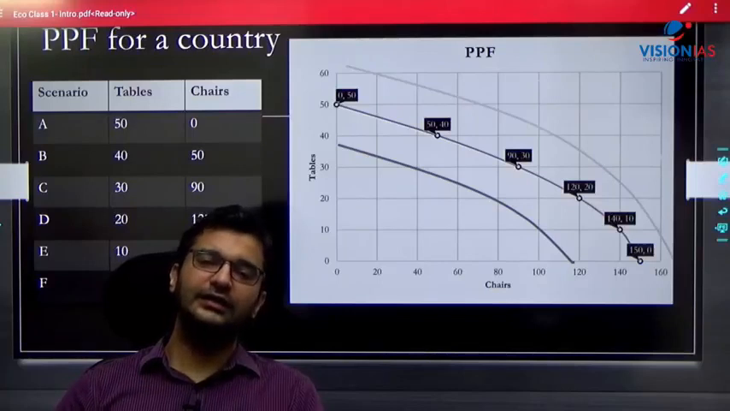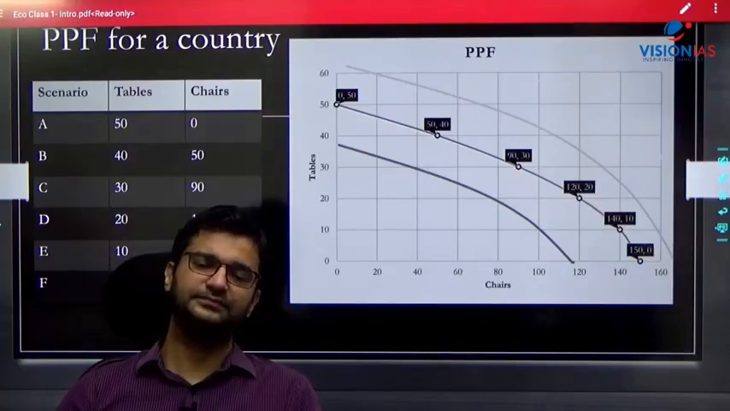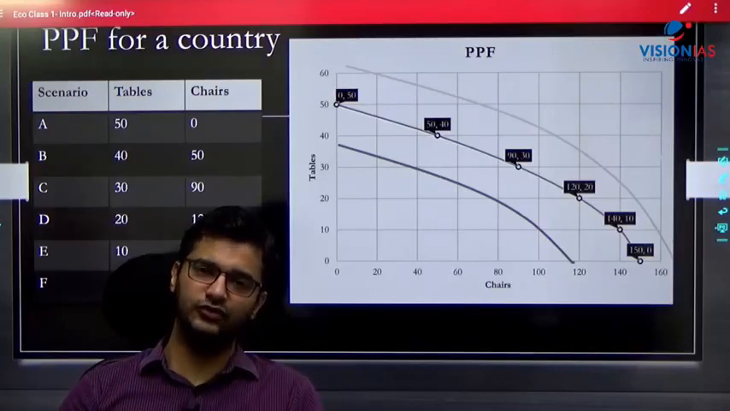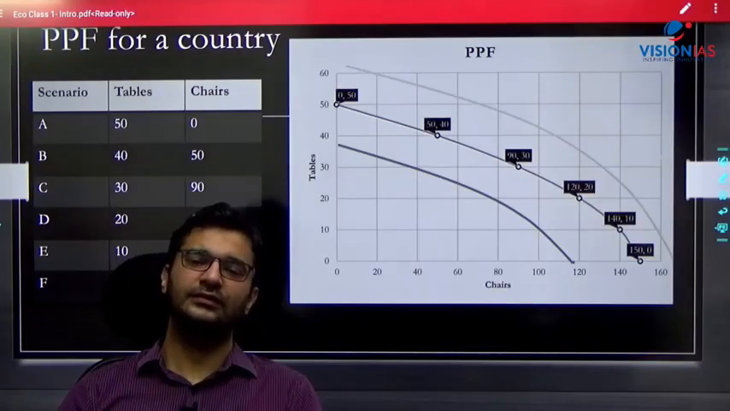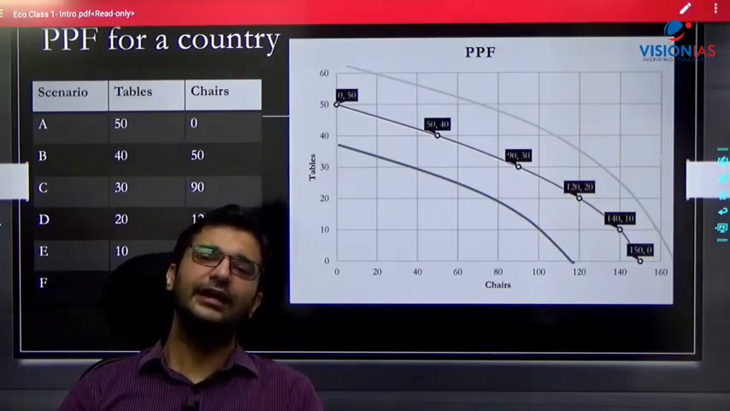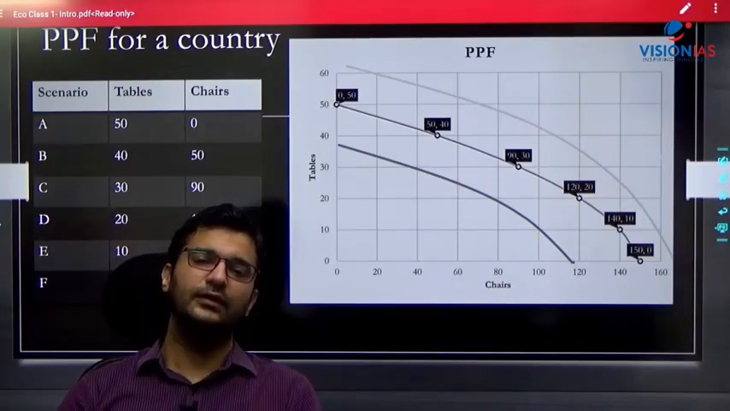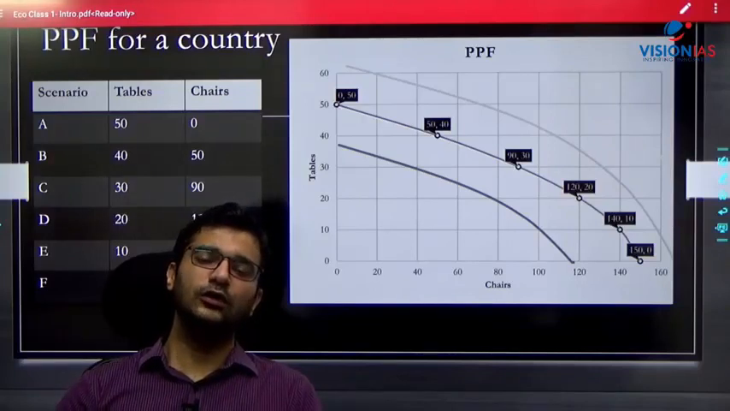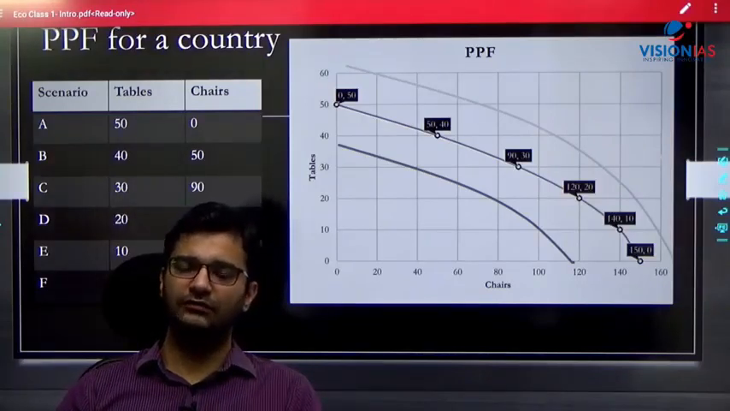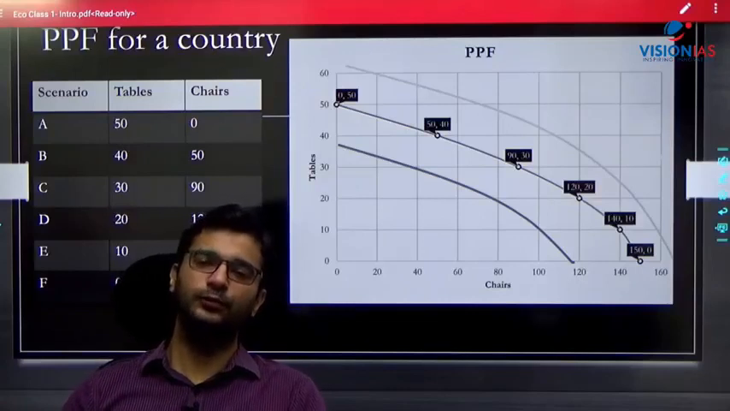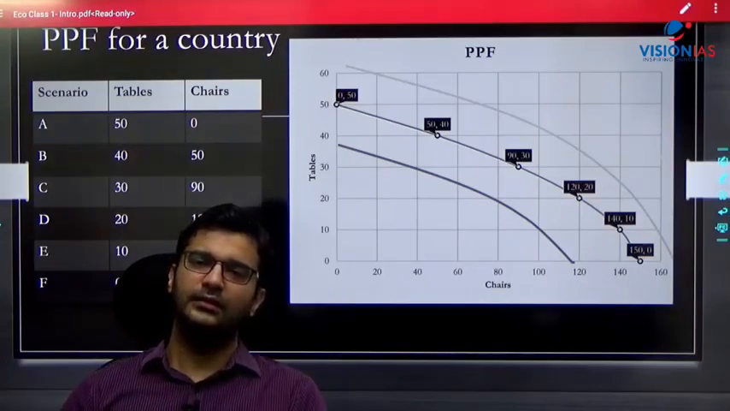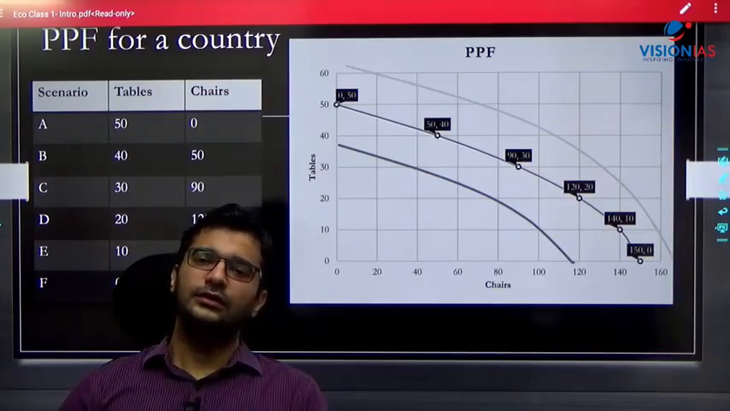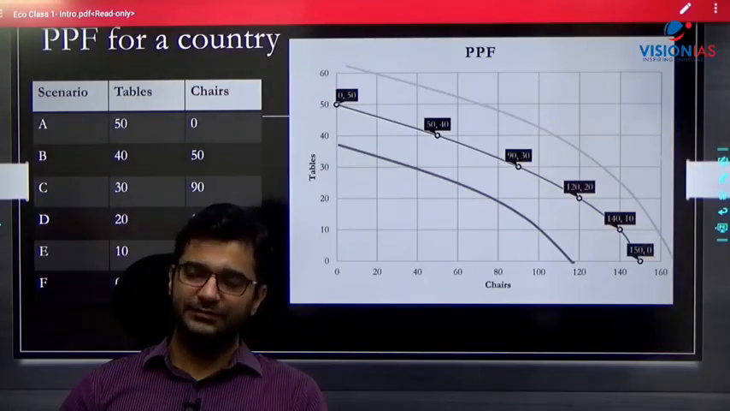The element of choice and preference always comes into play.